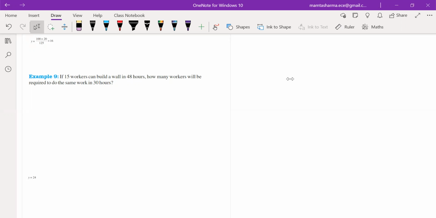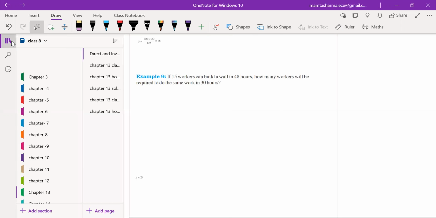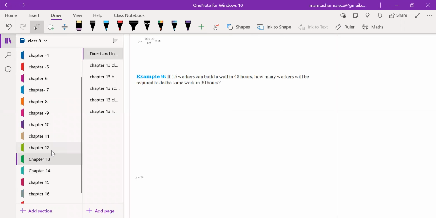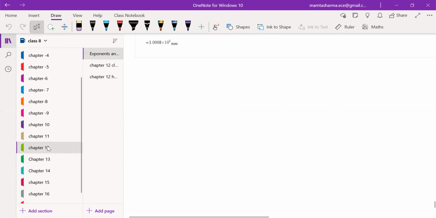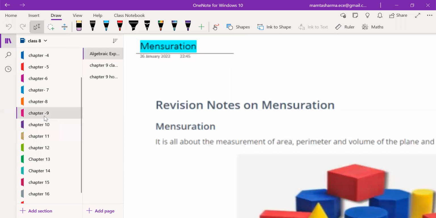Algebraic expressions. Algebraic expression, factorization, power, and I think algebraic expression is done already. Okay, ma'am. I was not there, so I got down. Okay, algebraic expression is which chapter? Chapter 9, ma'am.